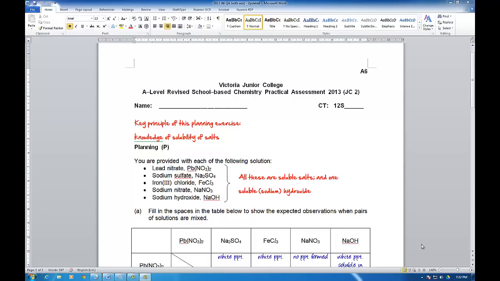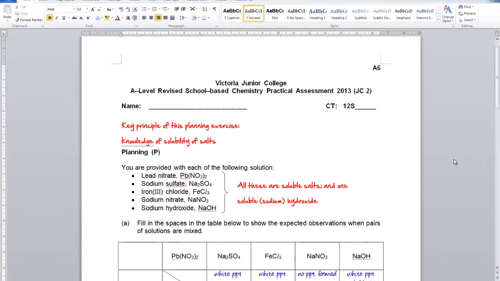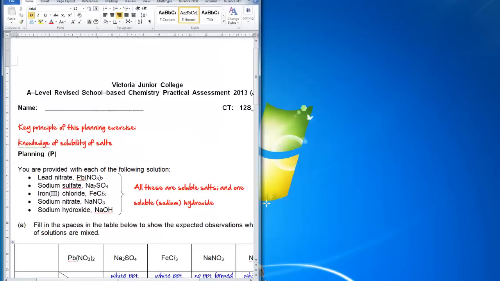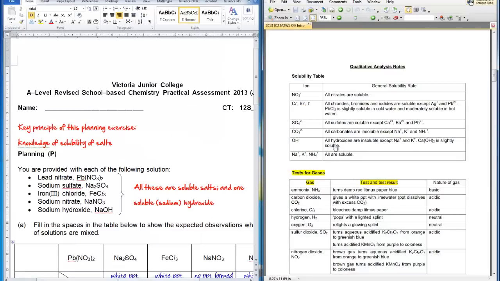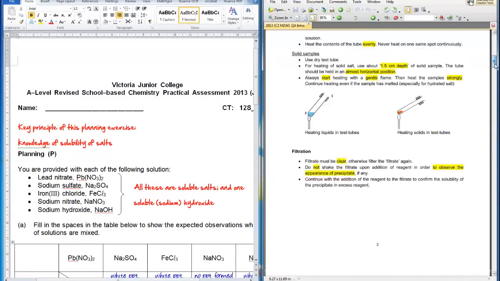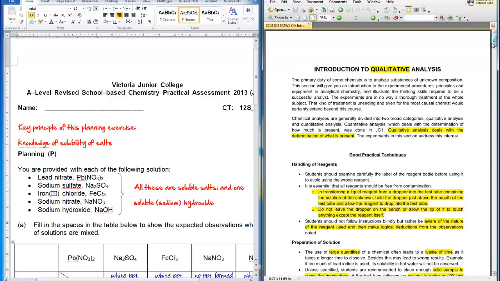Since this is going to be a test of your knowledge of solubility of salts, I want you to take out your notes on solubility of salts. These notes can be found in the introduction to qualitative analysis, which I gave to you during our first laboratory session.